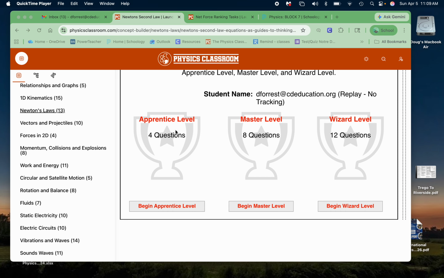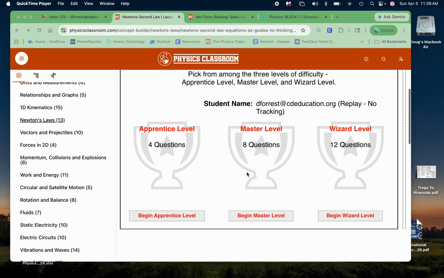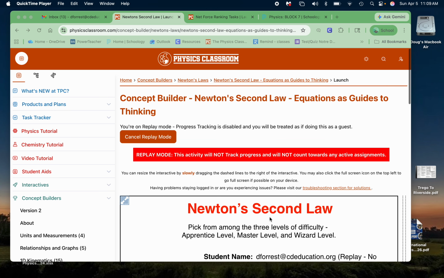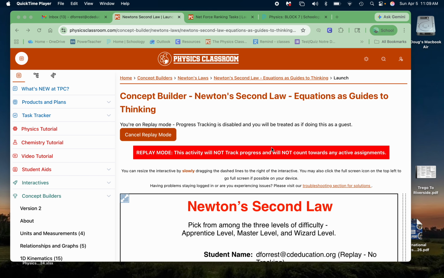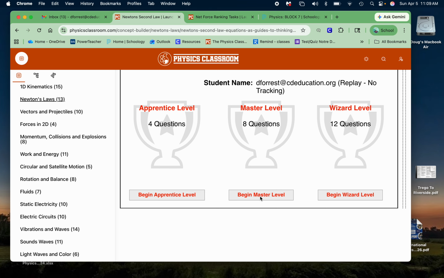I'm asking you to do the apprentice level and the master level. You could do the wizard level for bonus, but you don't have to. So I'm going to go through just a couple examples here in the master level. Notice I have this on replay mode. All the concept builders that we've done, you could do on replay mode. They won't count toward any of your assignments. But basically that's a way to get practice again, even if you've already done them.